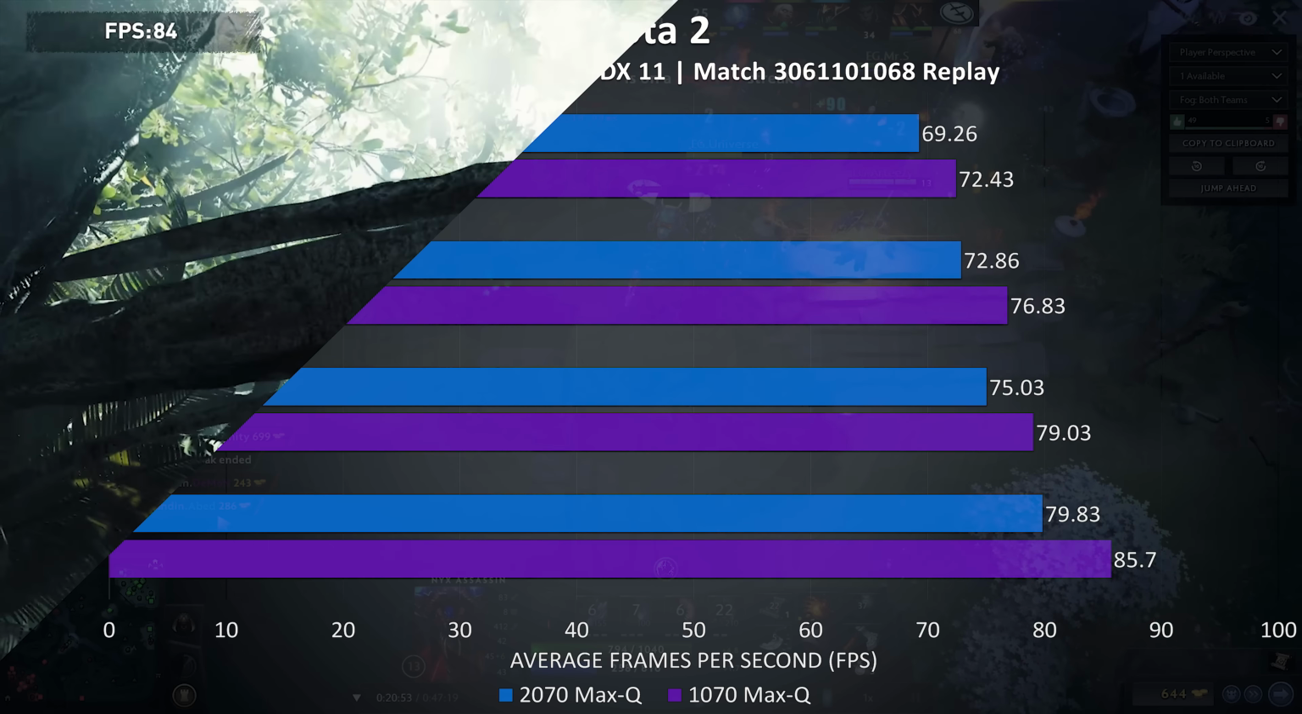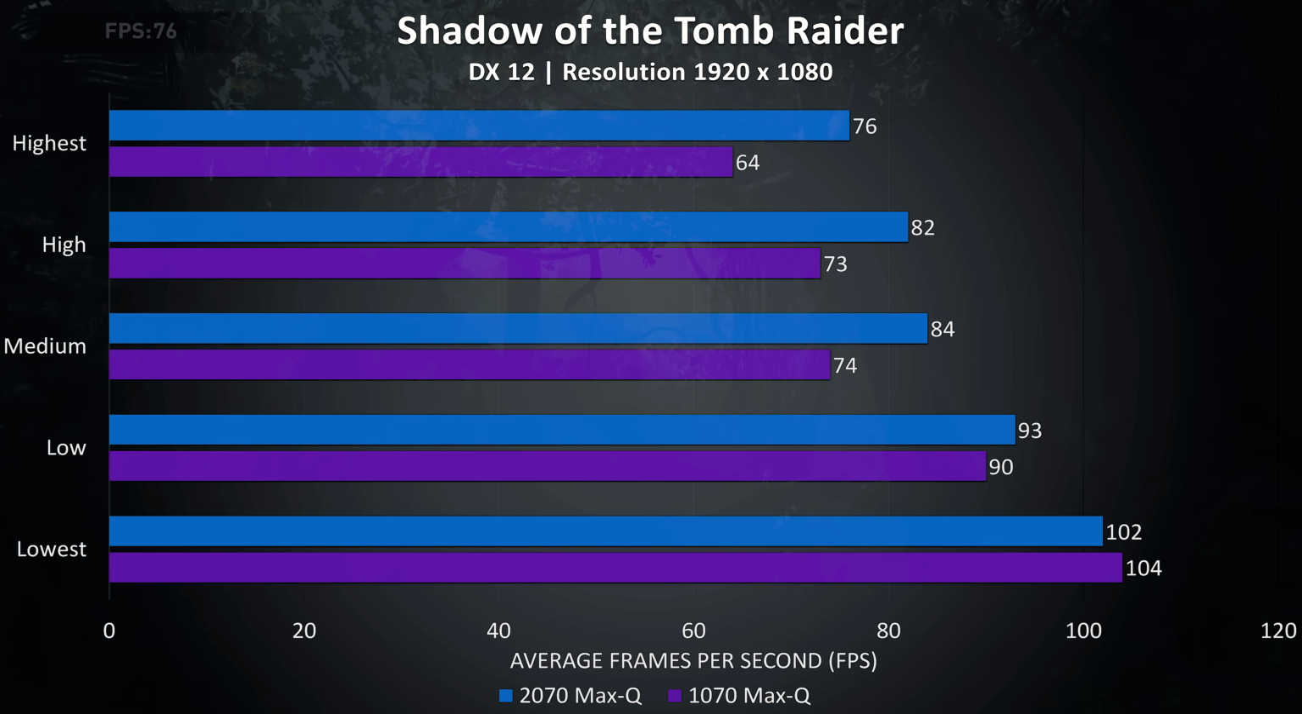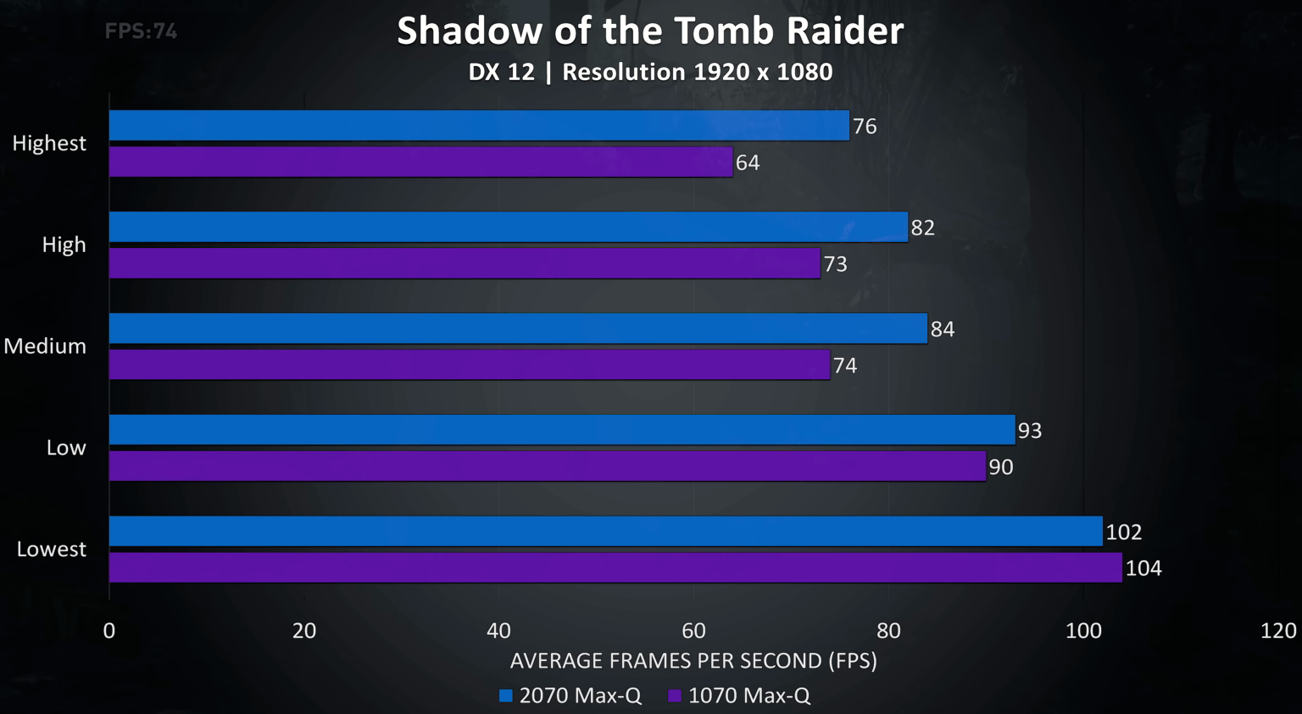Shadow of the Tomb Raider on the other hand is an example where the difference in GPU makes more of a difference, particularly at higher settings where we become less reliant on the CPU. It was tested with the built-in benchmark, and with the highest settings in use, the 2070 Max-Q was getting 18% higher average frame rates over the 1070 Max-Q.